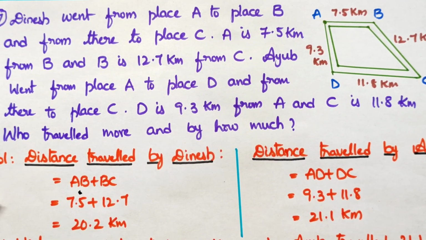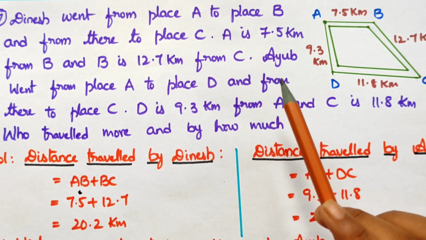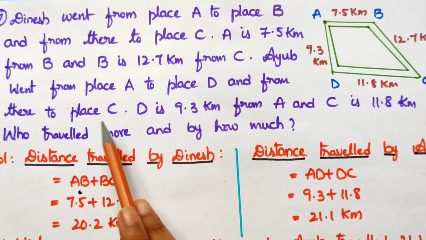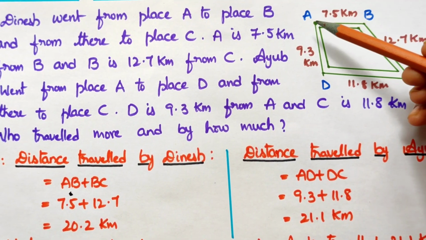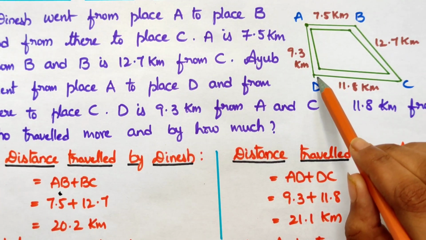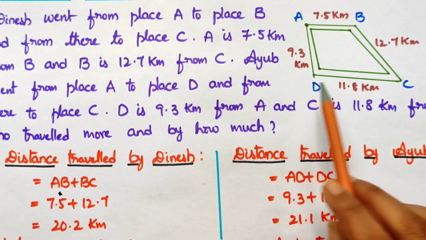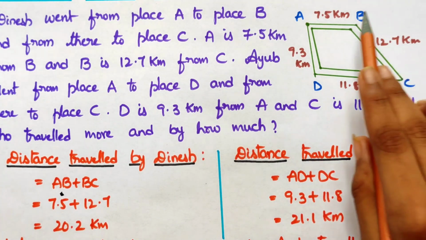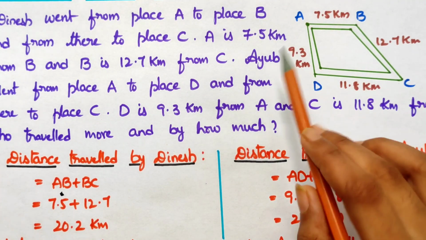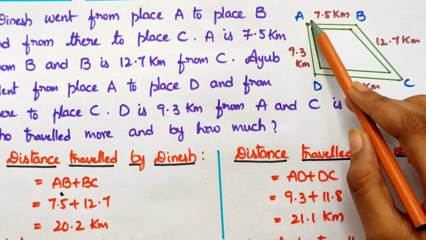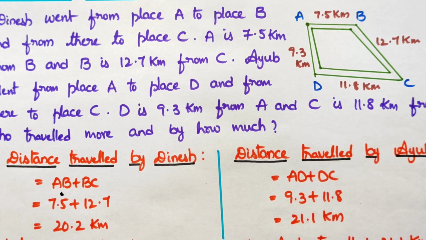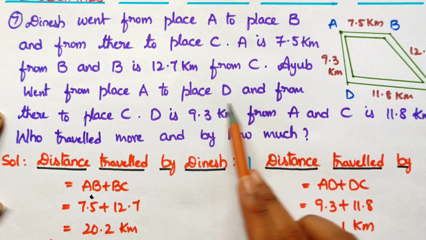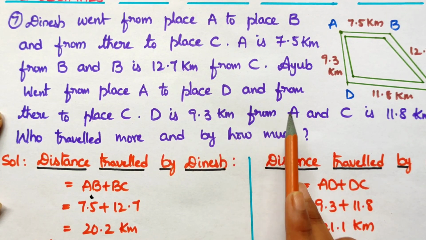Now there is another boy, Ayub. He went from place A to place D and from there to place C. Ayub is a boy who went from place A to place D and from place D to place C. Dinesh went from place A to place B and from there to place C. But Ayub went from place A, then to place D, and from there to place C. Clear?